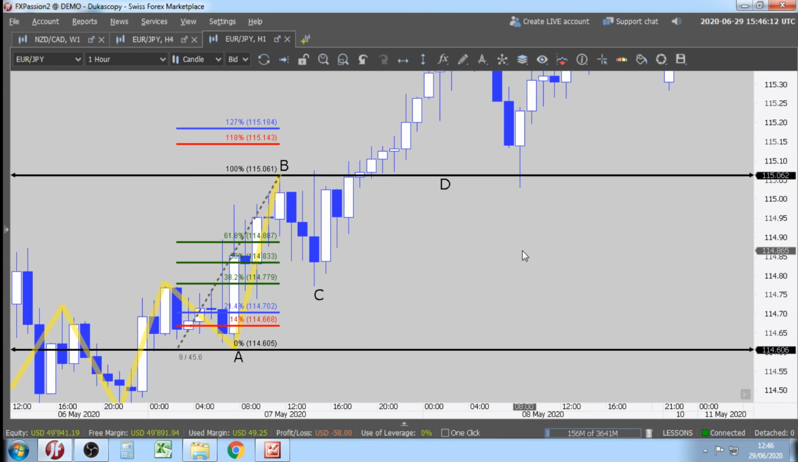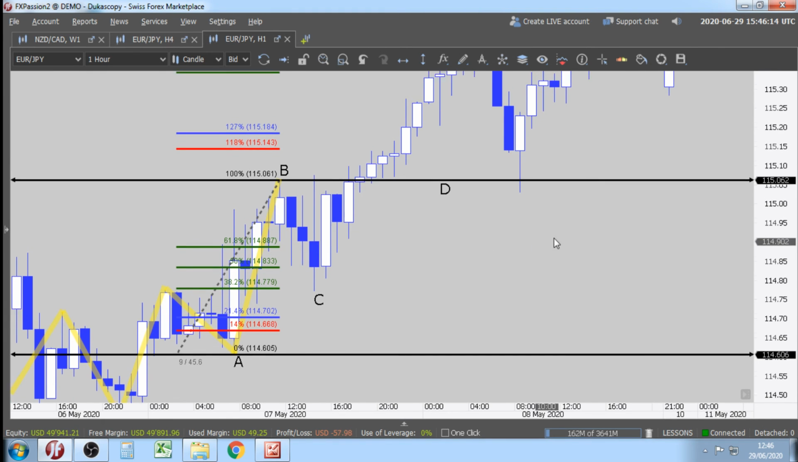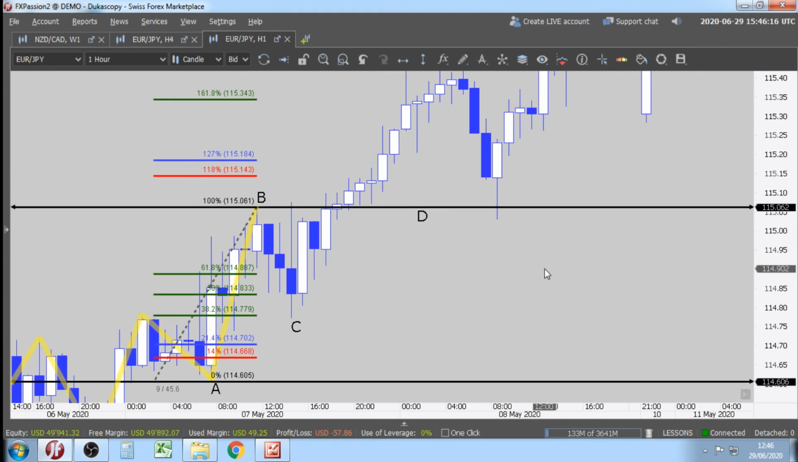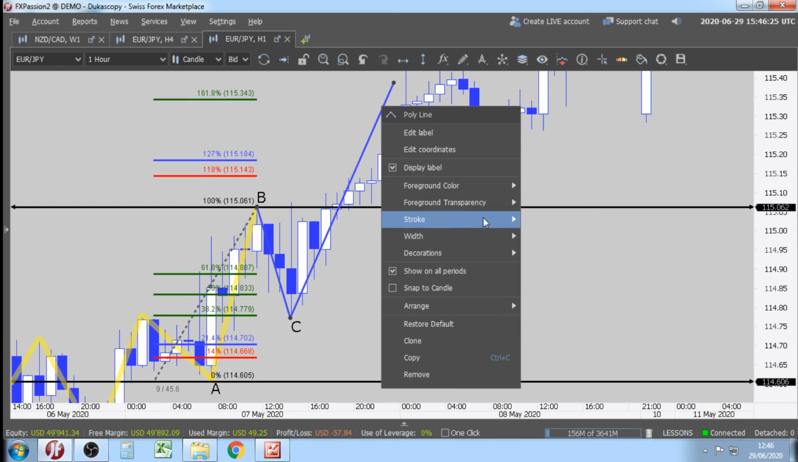A, B, C, D. Okay, everybody, I'm going to move a little bit faster, because we have 10 more minutes. So we're going to use a different color, A to B, B to C. Let's make it this one.